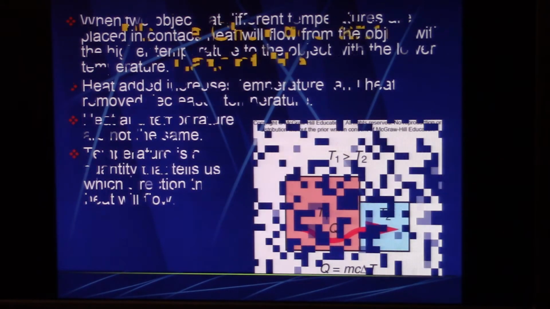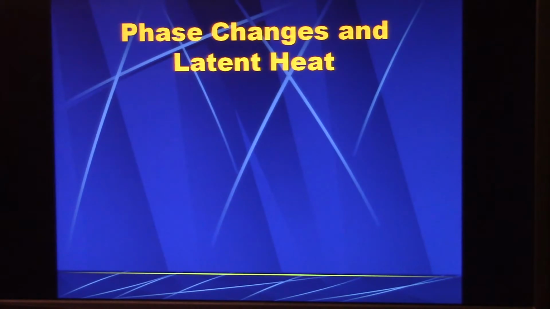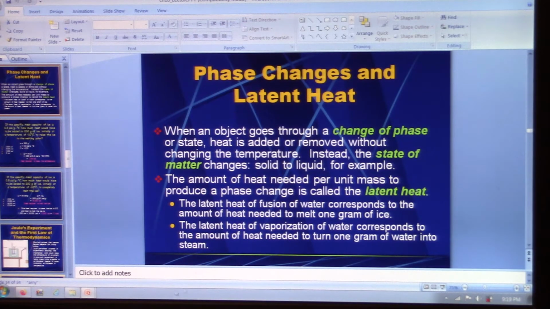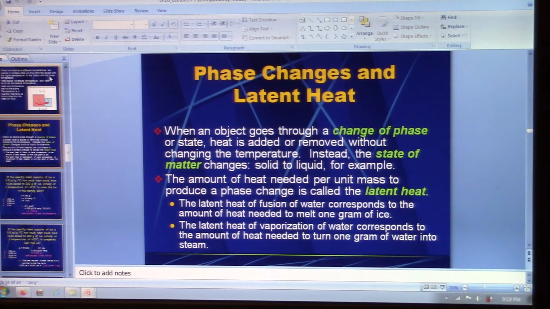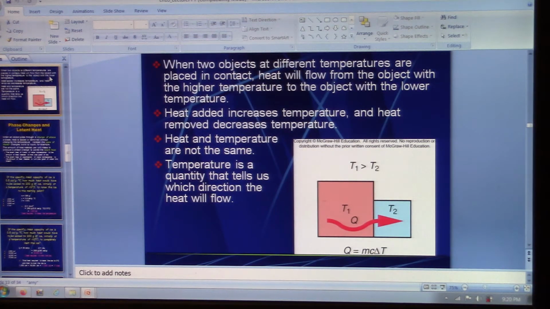Okay, and this is just showing, oops, let me go back. Okay, so here's just showing that if you have a temperature difference, heat will flow. So here Q, right? The heat is flowing from one object to another.